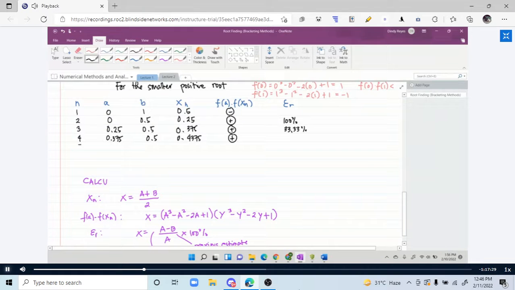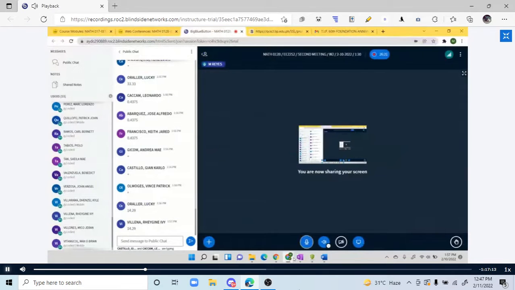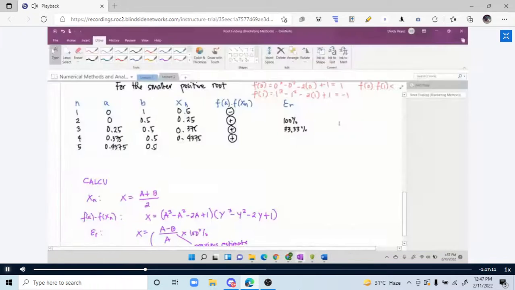Okay? In the fifth iteration, since it's still positive, we will change A to x sub n. So this is now 0.4375 and this B is still 0.5. What is the relative error in the fourth iteration? 14.29% is correct. 14.29%.